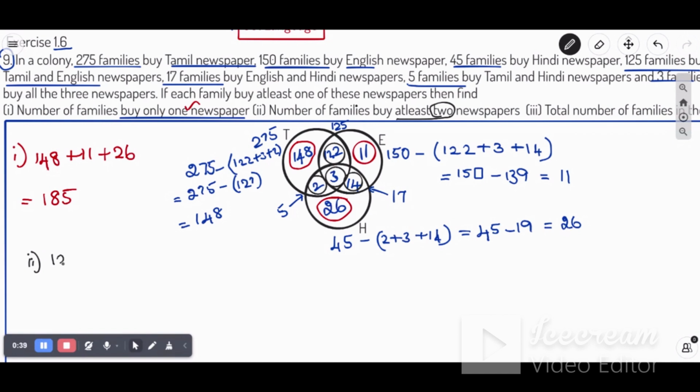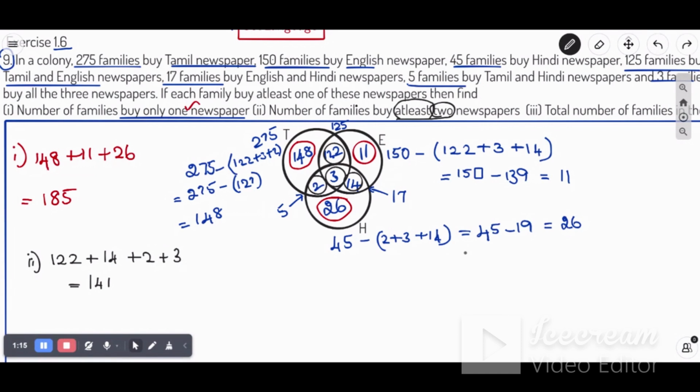So your answer will be 122 who buy both English and Tamil, plus 14 who buy English and Hindi, plus 2, plus 3. So this will be equal to... we have to find it out: 3 plus 4 is 7, 9, 10, 11 and 4, 3, 4, 141. So 141 is your answer. Please read your question carefully. If this "at least" is not there, don't include this 3, because this includes people buying 3 newspapers also. But here we have to include that.